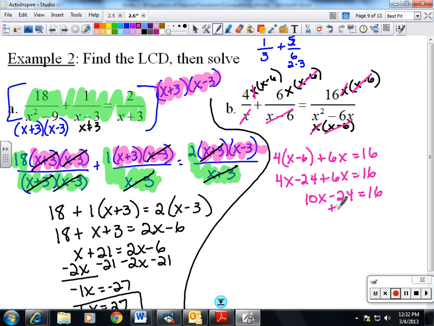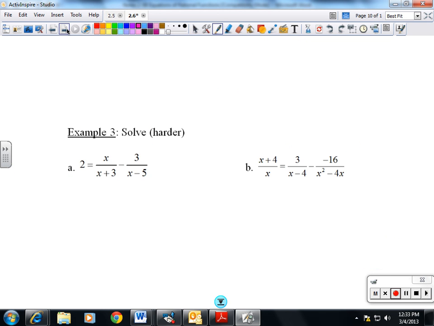Add 24. 10x equals 40. Divide by 10. X equals 4. I check to make sure it's not one of my answers. My two answers that it could not be are 0 and 6. 4 is fine, so that works. Okay.